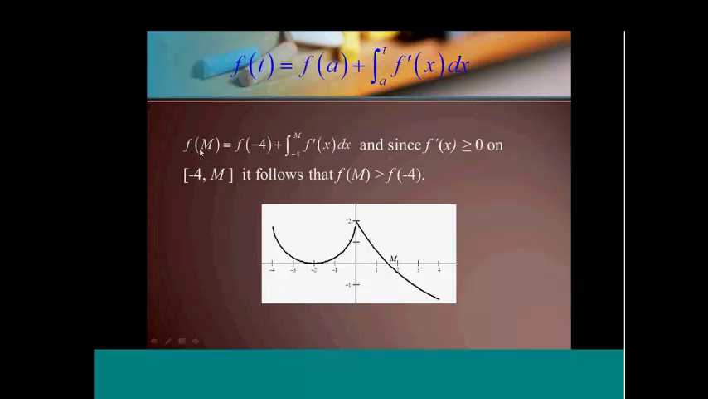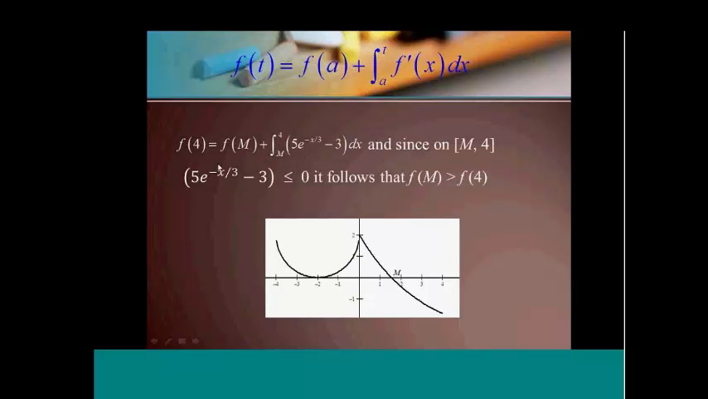Some kids actually said this, more than one. F at M is equal to F at -4 plus the integral from -4 to M of F prime of this graph. And since between -4 and M the derivative is greater than or equal to 0, this integral will be a positive number, and therefore F at M will be greater than F at -4, because it's equal to F at -4 plus a positive number, which they didn't bother to figure out. You don't need to figure it out, because we figured it out in the last part.